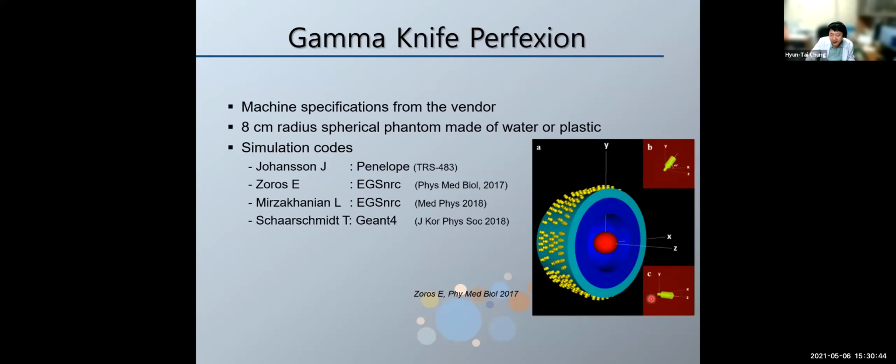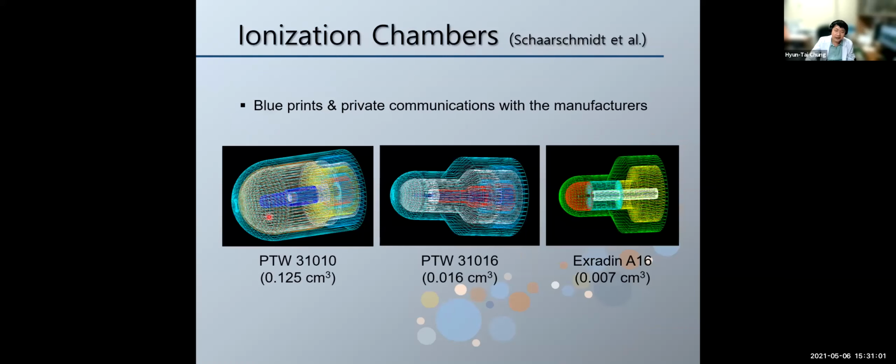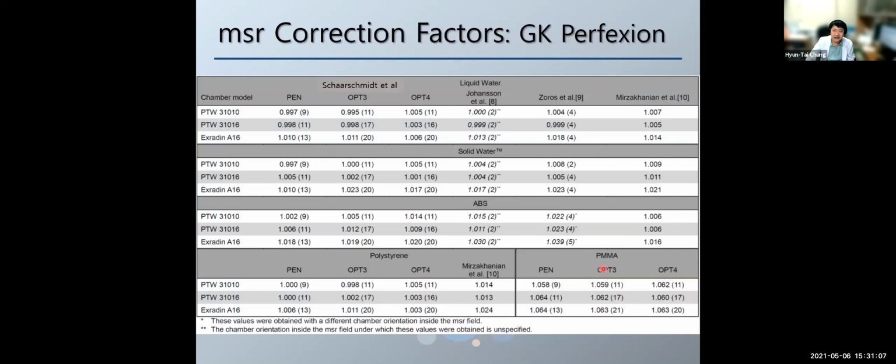You can see we can put the detector along the Z direction, and we can put the detector in the XY plane, which is perpendicular to the Z direction. We do it only for the ABS phantom. And these are the beautiful figures from the Schmidt paper for the chambers. And this is the result.